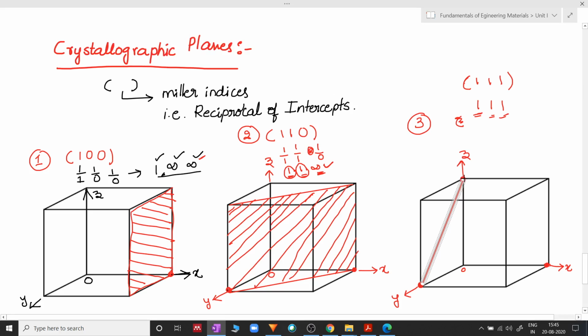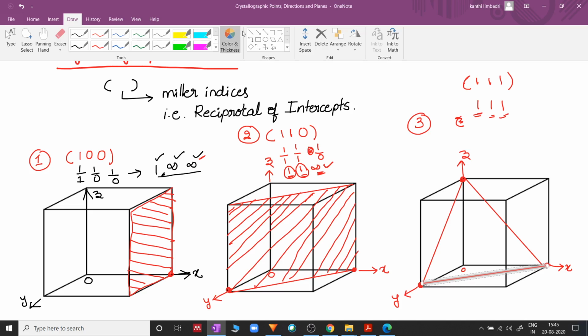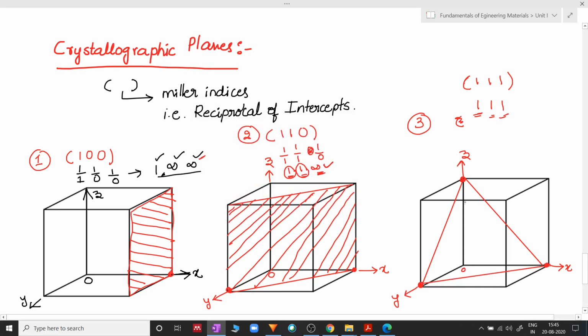So this is our required plane, that is the 111 plane. So this is the 111 plane.